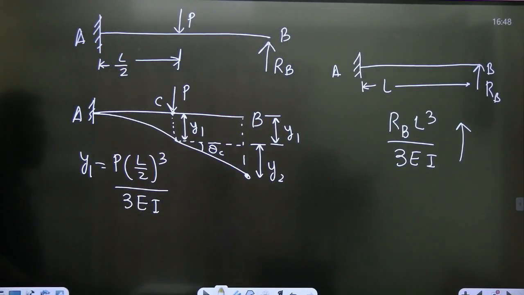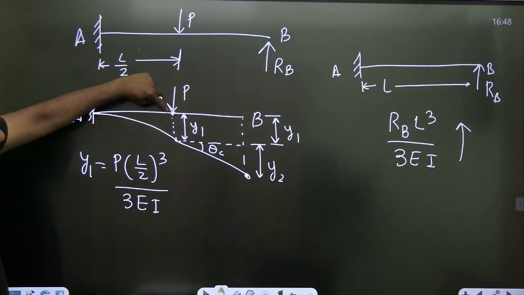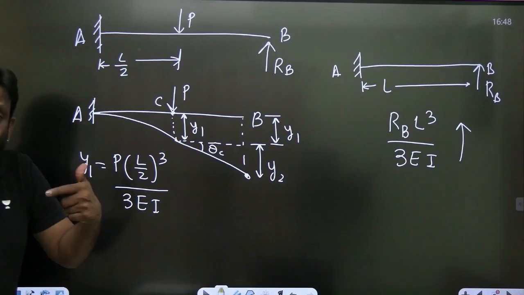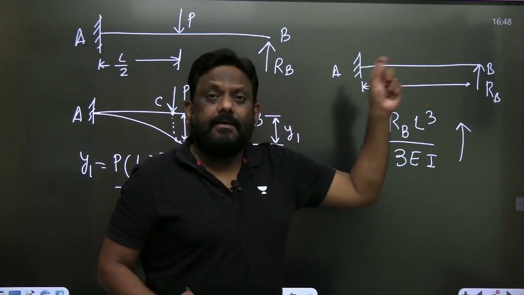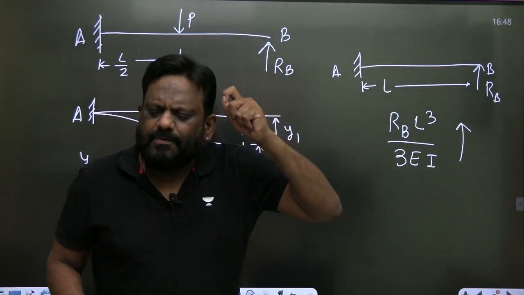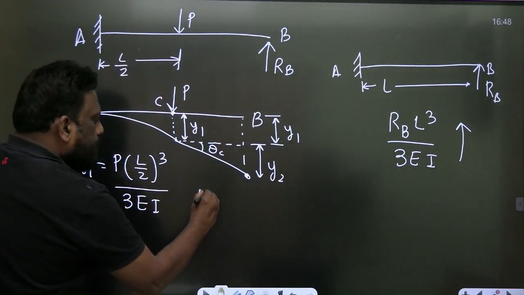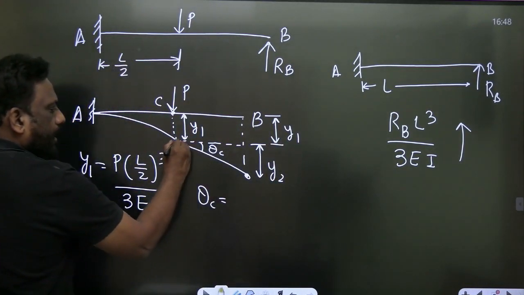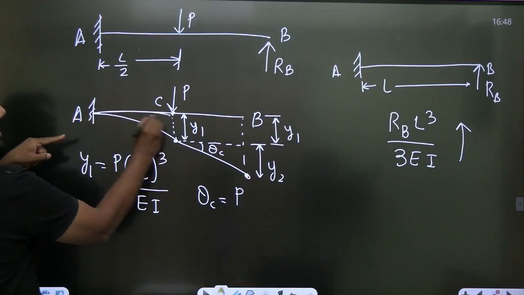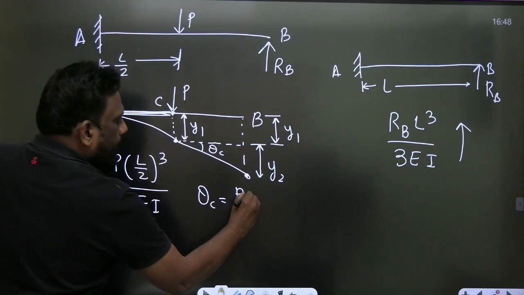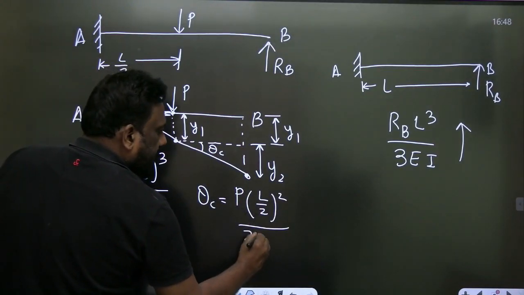And we know that for a cantilever beam with a point load, if you want the slope here, I have already derived it in my regular classes. If you want the slope at the free end due to point load, it is PL square by 2EI. So if you want the slope at C, at this point, it will be PL square by 2EI, where this is L, this is L.